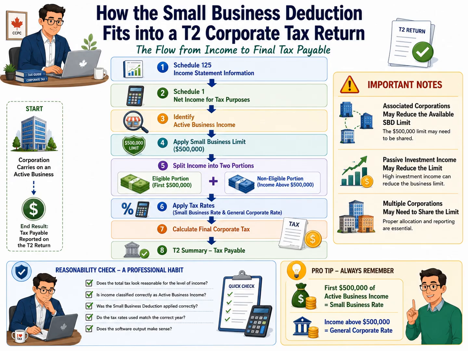Finally, remember the fundamental rule that forms the foundation of the small business deduction. The first $500,000 of active business income is generally taxed at the lower small business rate, while income above that limit is taxed at the general corporate rate. Keeping this simple rule in mind will make it much easier to understand every advanced topic that follows in corporate taxation.